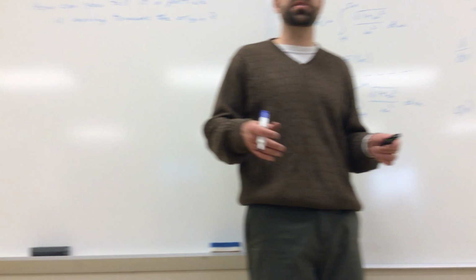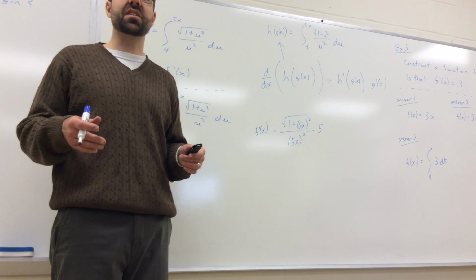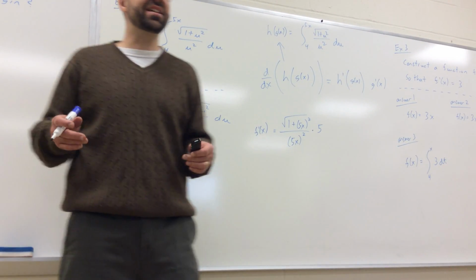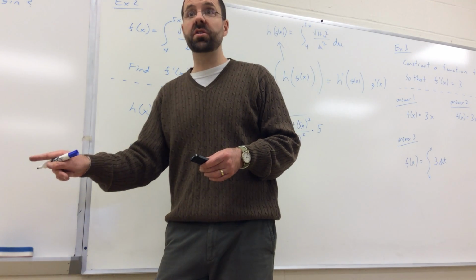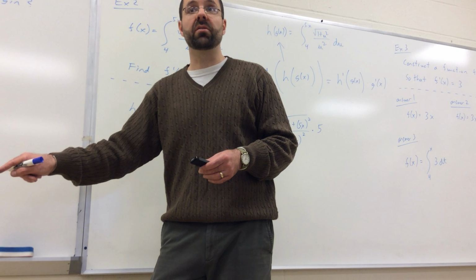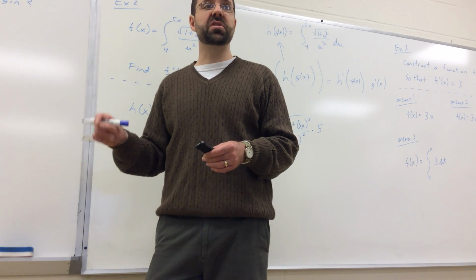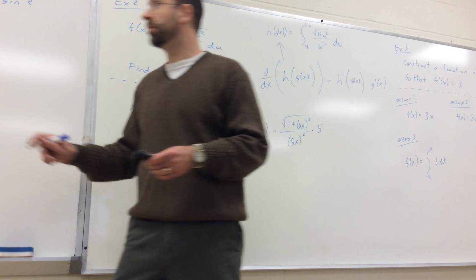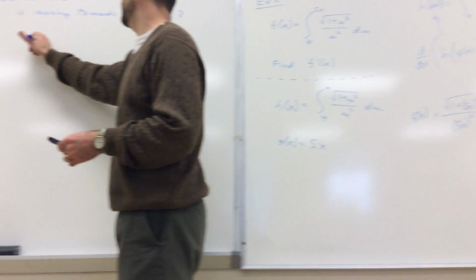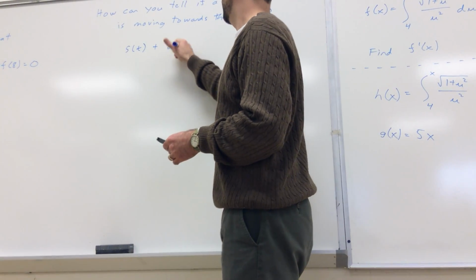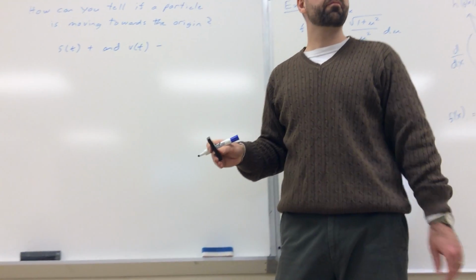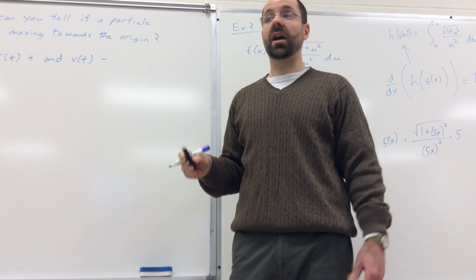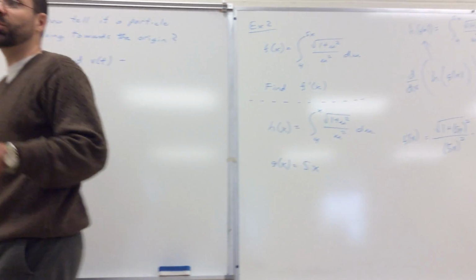Your position is positive. If your position is positive and your velocity is negative, then you're moving towards the origin, right? Towards the 0. So position positive, velocity negative. So s of t positive and v of t negative, right? On the other hand, let's say your velocity was negative.